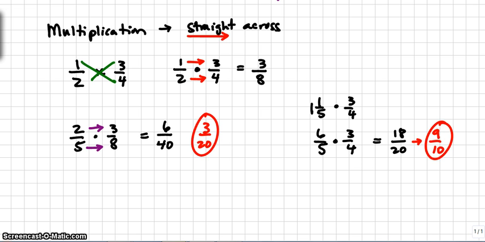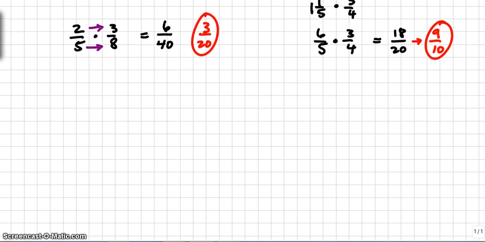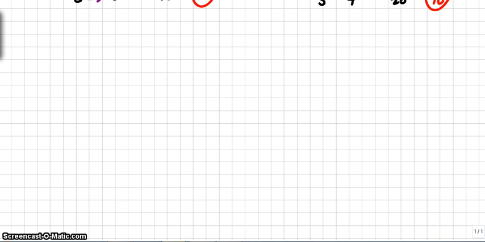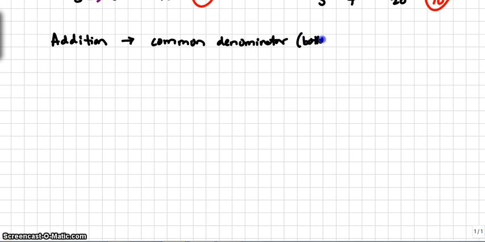The last topic that we're going to cover in this video is on addition of fractions. When you add fractions, you need to make sure that the bottom number is the same in both fractions. It's called making sure that the problem has a common denominator. So let's write that down so that you can see it. Common denominator. And that denominator, again, is the bottom number.